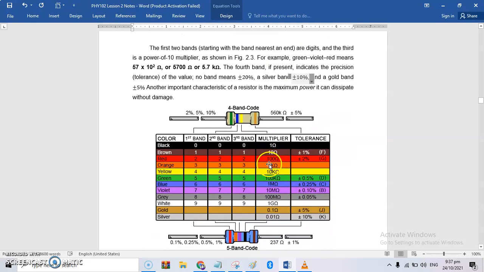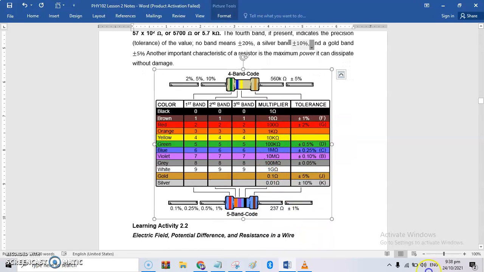Now, for example, in this figure, we have this 4-band code. First digit is green, that is 5. The second digit is blue, that is 6. And there's no third band. Bakit siya walang third band? Kasi usually, ang last 2 bands are for tolerance and multiplier.